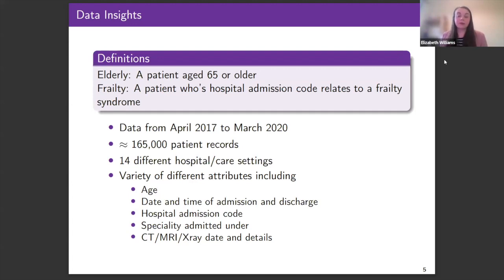We had 14 different hospital or care settings, and there were a variety of different attributes in the data, for example, age, date and time of admission and discharge, the hospital they were admitted to, which specialty, and whether they had any specific scan details.